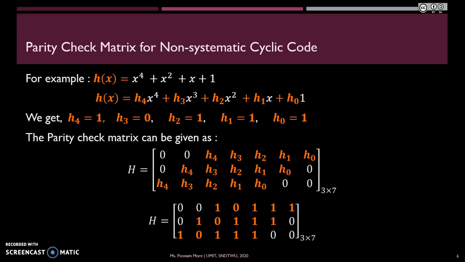So this is how you can find out the generator matrix as well as the parity check matrix for the non-systematic code, and you can utilize it for finding out the code vectors by using the generator matrix, as well as you can find out your syndrome and correct the received code words by using your parity check matrix.